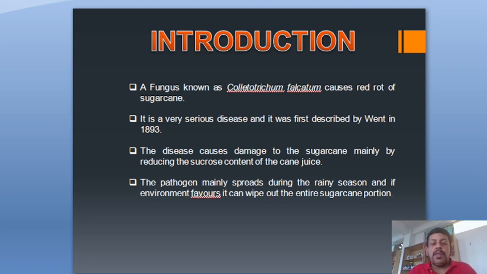The pathogen mainly spreads in the rainy season, because we know the rainy season is a very favorable condition for any plant pathogen to get attached to the host. A minimum temperature of 24 to 25 degrees centigrade is very important for any pathogen to invade through the stomatal openings of the plants, mainly in the morning time. So that is the spread.